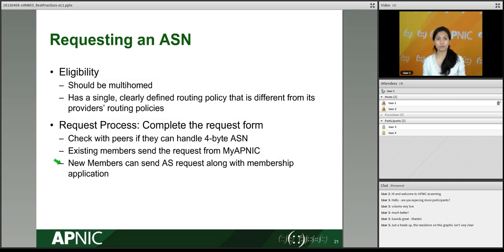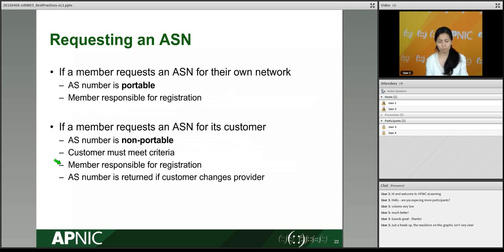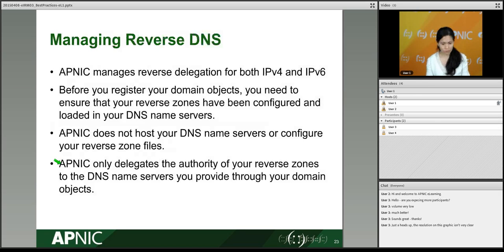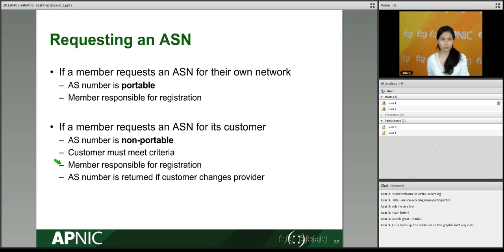If you're not yet an APNIC member, then you can request your membership and request the AS number all at the same time. You can also request an AS number for your customers. Basically, similar to IP address, there is portable and non-portable ASN. Same definition. If it's a portable AS number, it means that it came from the RIR, and you as a member can use it even though you are using different upstream providers, but you're basically in charge or responsible for the registration. If it's a non-portable AS number, you request that coming from your upstream.